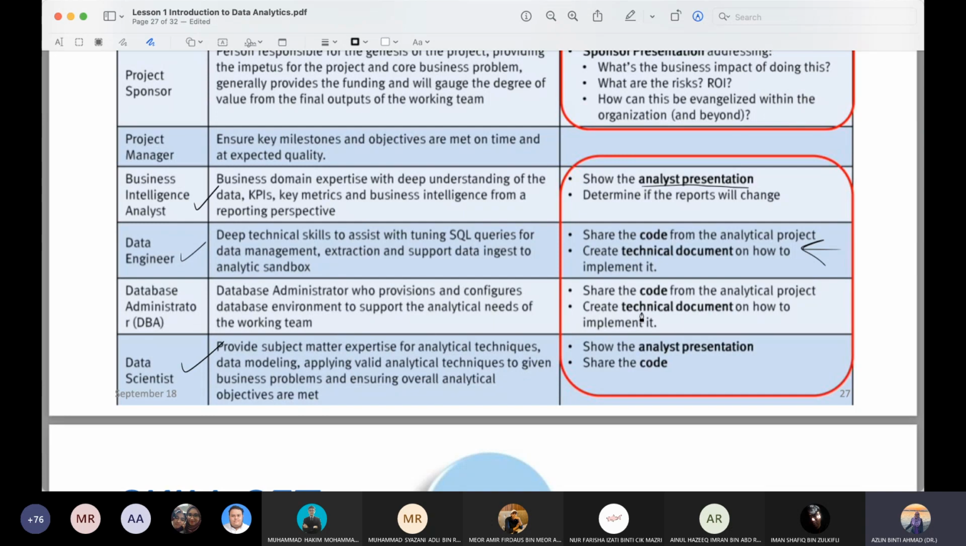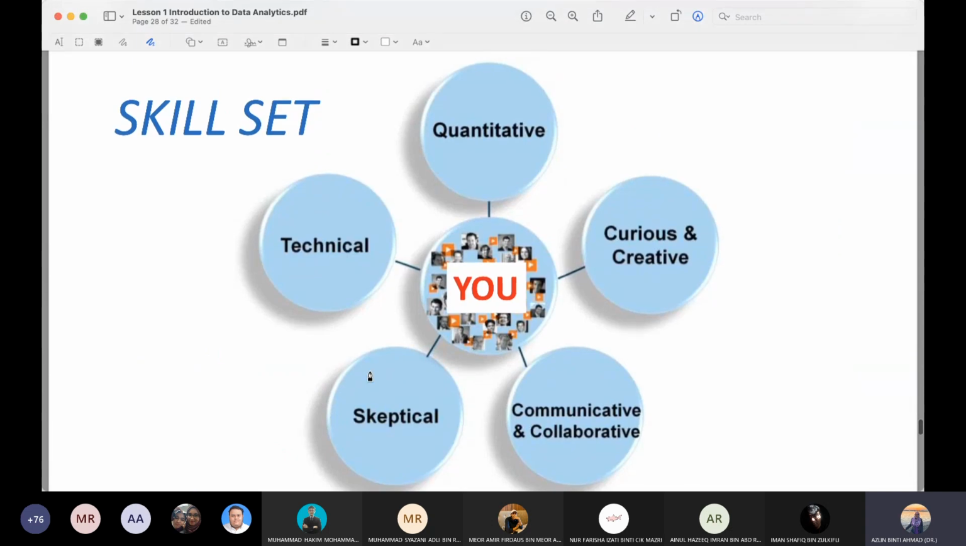And data administrator pun sama juga, share the code and then provide the technical document that related to the database. And then data scientist sama macam business intelligence analyst tadi, tapi dia kena ada bahagian coding lah, sebab data scientist tadi kata dia boleh buat data modeling, apply all the valid analytical techniques. Boleh pakai machine learning, okay, either statistical approach ke, you nak pakai AI approach ke, tak ada masalah dalam analytics ni. So these are the skill set that you need to have.